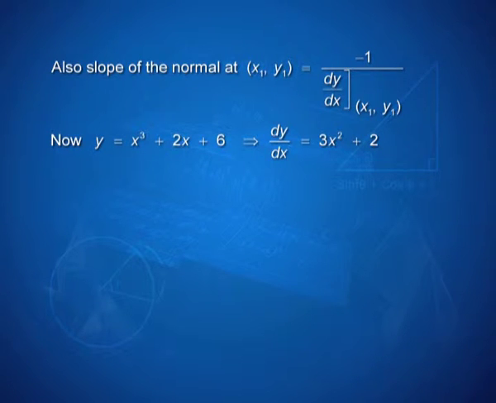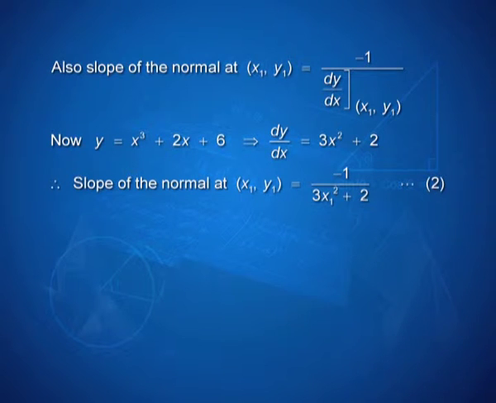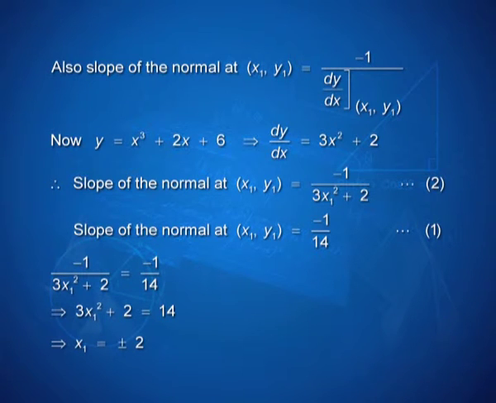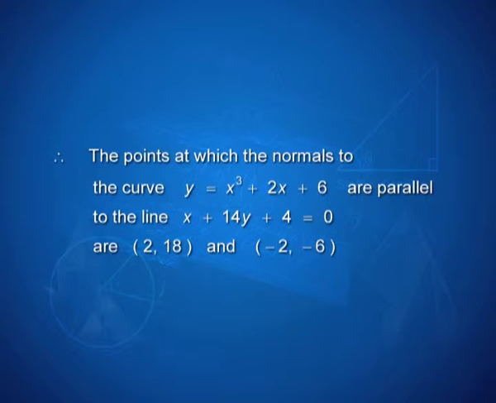Also, we know the slope of the normal is the negative reciprocal of the derivative at that point. So, let us find the derivative, which is 3x square plus 2. Therefore, the slope of normal in terms of derivative will be negative 1 by (3x1 square plus 2). Equating the two quantities, I get a relation in x1 giving me two values of x1, and therefore, there will be two values of y1 since (x1, y1) lies on this curve. So, I get 2 points at which the condition is satisfied: (2, 18) and (negative 2, negative 6).